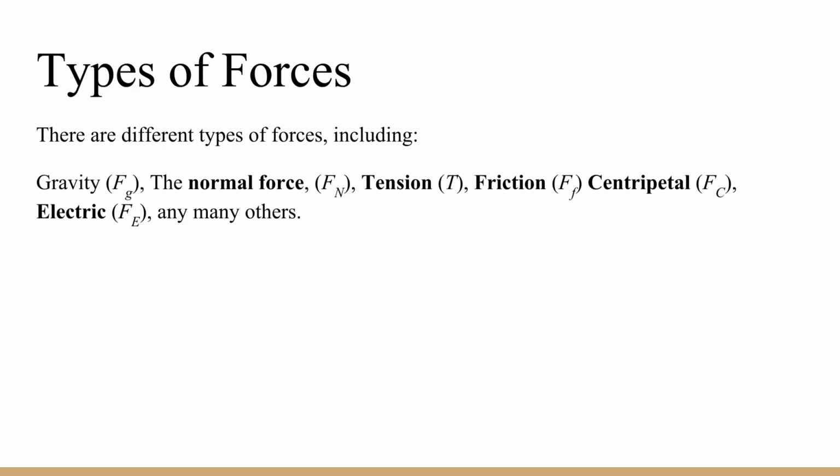Well, there are different types of forces. There's the force of gravity, and the normal force, which is the force exerted by a surface perpendicular to the plane of the surface. So if you hold a box against a wall, it would exert a normal force outward, perpendicular to the wall. Or if you hold it on the floor, it will exert a normal force perpendicular to the floor, which means up. There's also tension, which we'll talk about later.